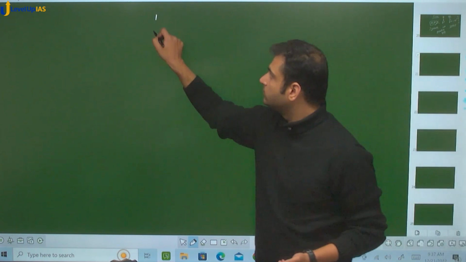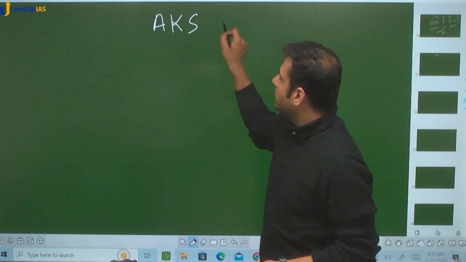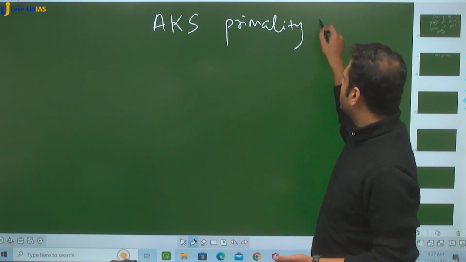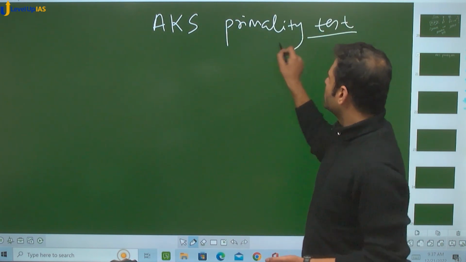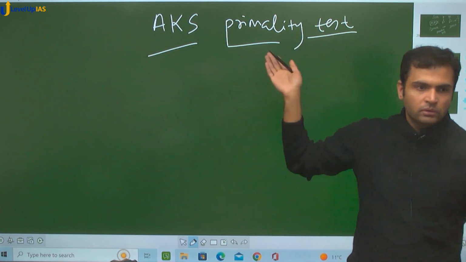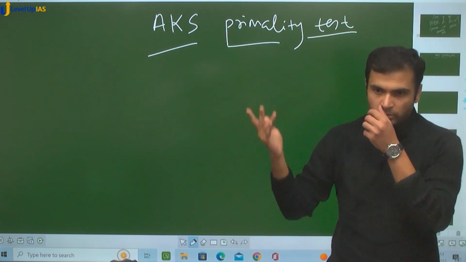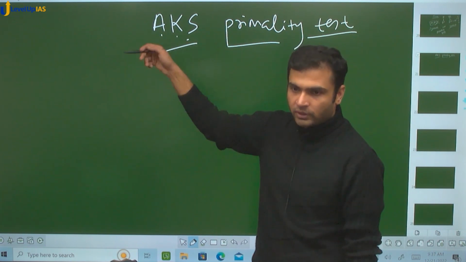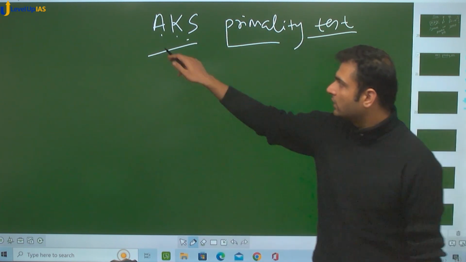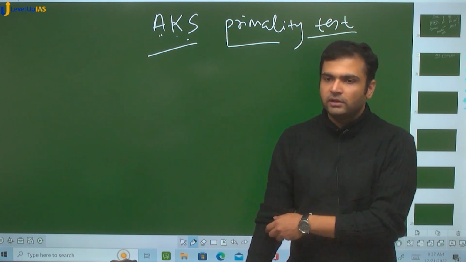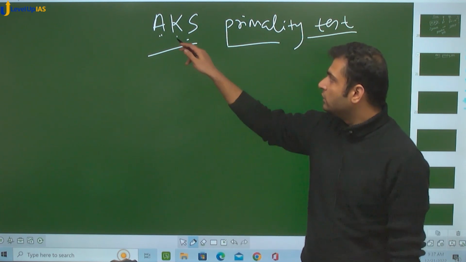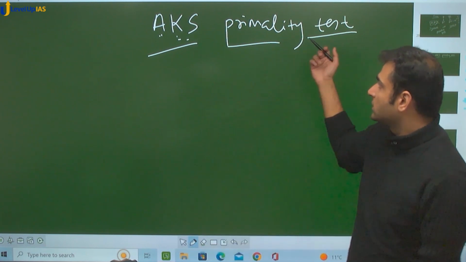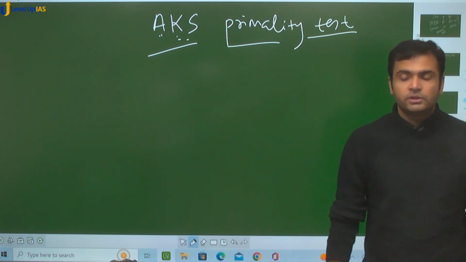It is called the AKS primality test. Of course, we are not concerned about what the test is because it could be very complex. A is Agarwal, Kayal, Saxena. These are the names. Professor Agarwal was a professor at IIT Kanpur, and these two were his students. And this particular test came out of an undergraduate research project.